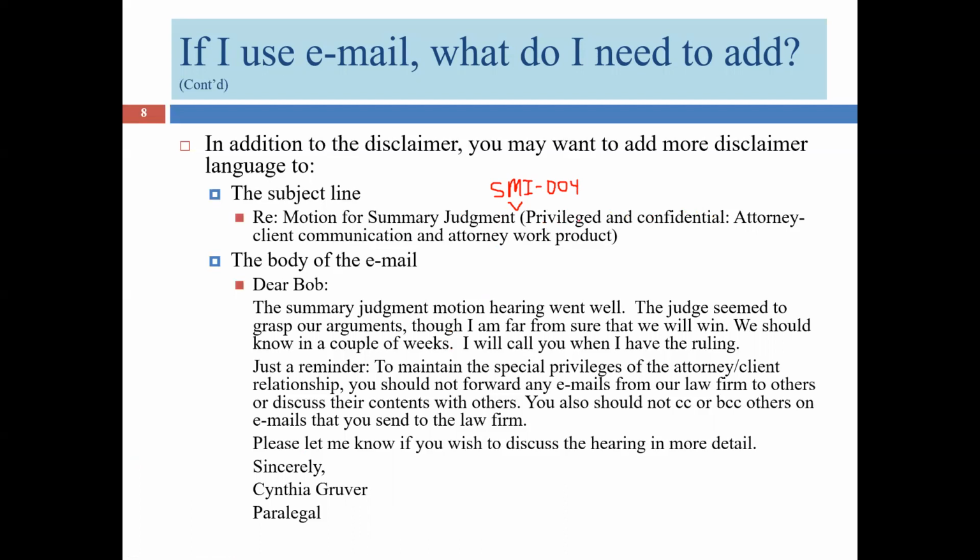If you're going to include privilege and confidential, put it at the end of your subject line so that in systems that only show the first little bit of the email, the reader can at least see, oh, it's about the motion for summary judgment. They don't just see privilege and confidential and not have any idea about what the context is.